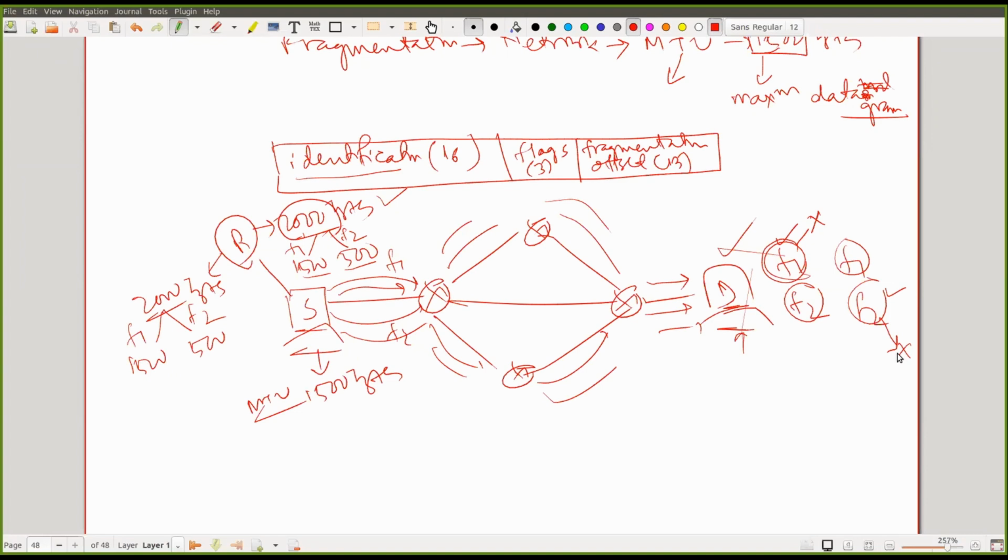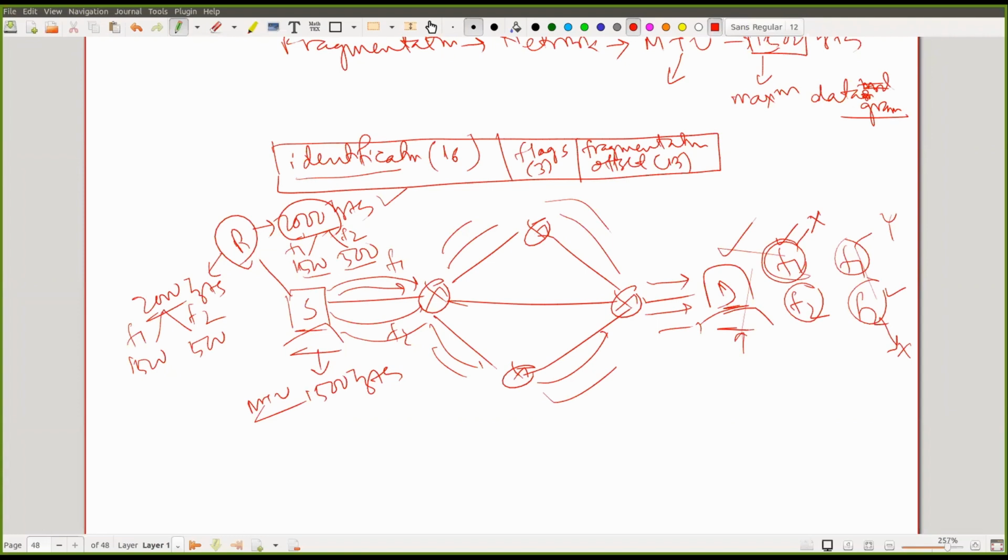So similarly, if I look into the other packet, this fragment must have a different identification. Two identifications cannot be the same. That means two segments belonging to two different packets cannot have the same identification number. It has to be unique.